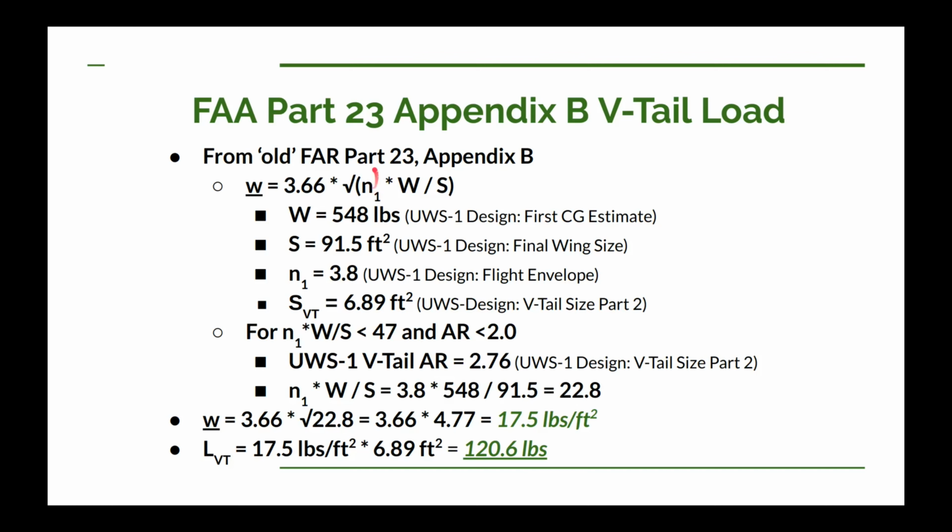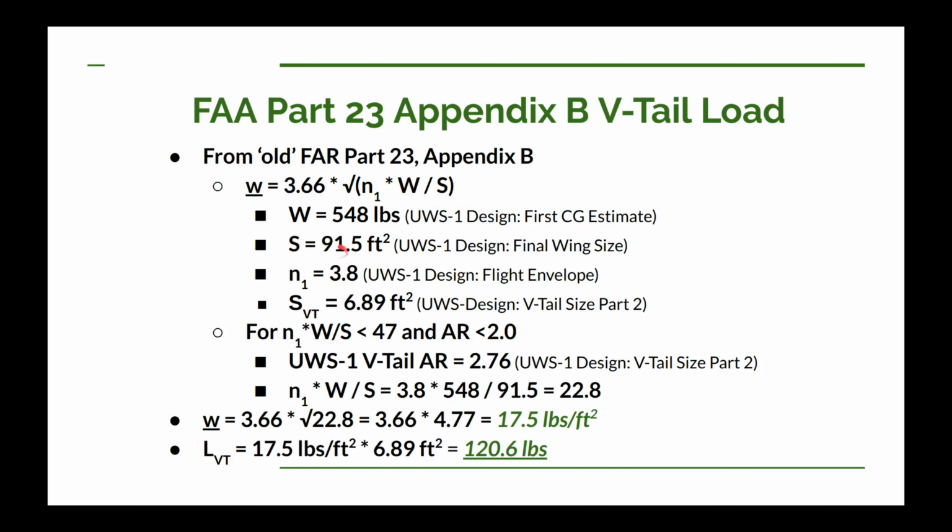N1 is the G load that we're going to design the airplane to be able to handle, and that's 3.8. W is the gross weight of the airplane, and S is the surface area of your main wing. If that value is less than 47, so basically 47 pounds per square foot, you use this equation. If it's greater than 47, there's another equation that you use, but I'm not going to bother talking about that.